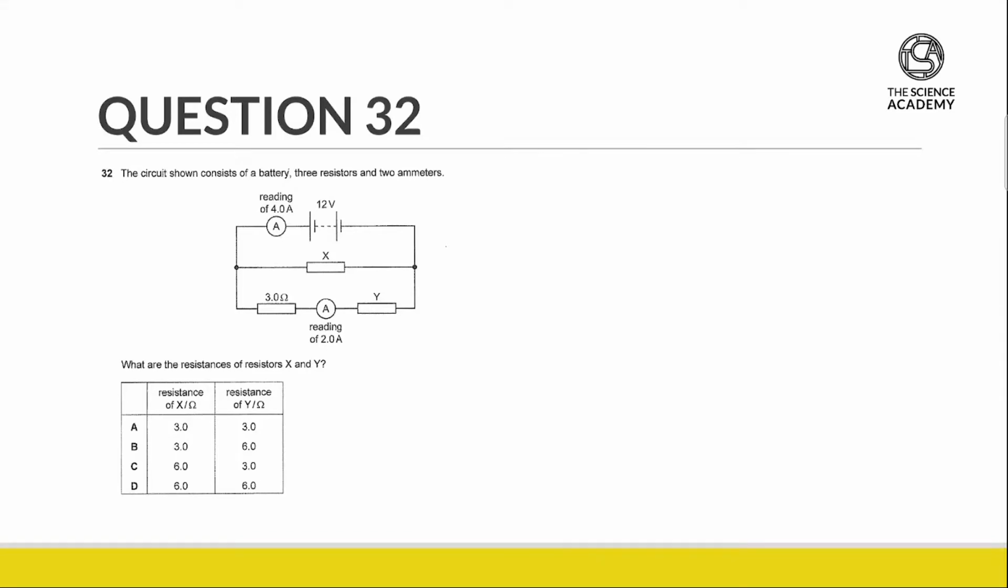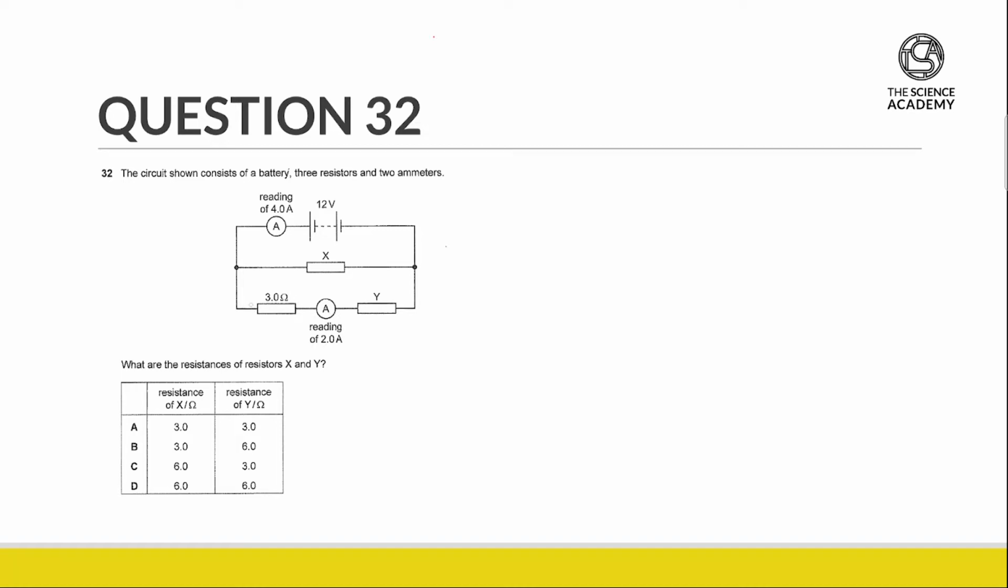Now, for this particular question, we are told that we have a circuit that consists of a battery, 3 resistors and 2 ammeters, and we are asked what are the resistances of resistors X and Y. So we have a 4 ampere current that is traveling down this particular path here.